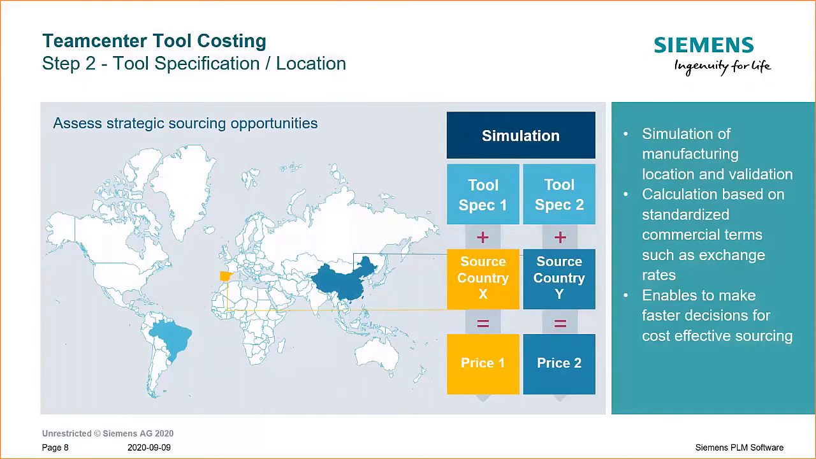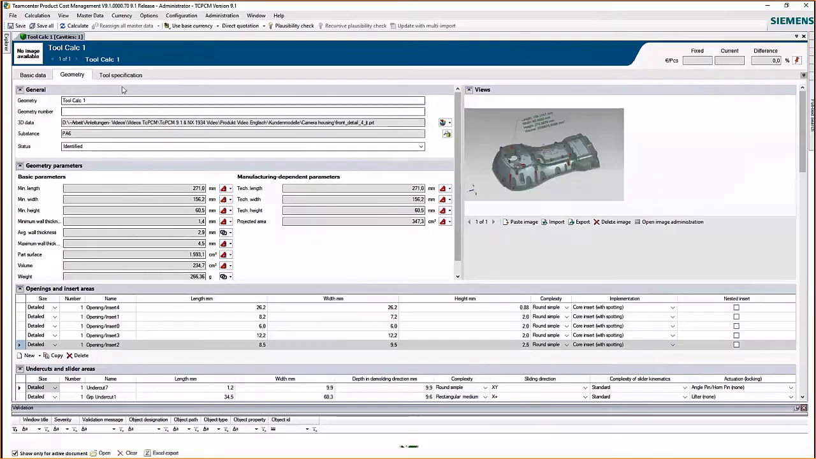Okay, tool specification and location. In Teamcenter tool costing, you have the ability to simulate different scenarios of sourcing. We want to show you schematically how you can simulate a tool price if you want to source it in Europe or in Asia, for instance in China. You are able to validate prices based on our out-of-the-box provided material and labor prices or your own standards. Now I would like to show you how we do that.